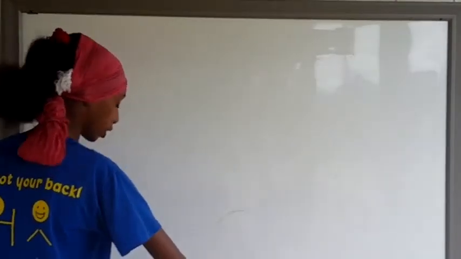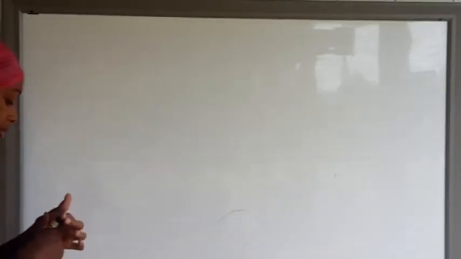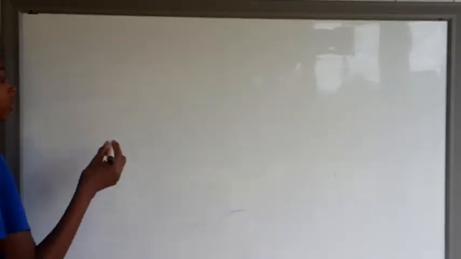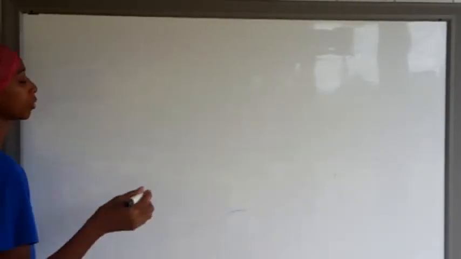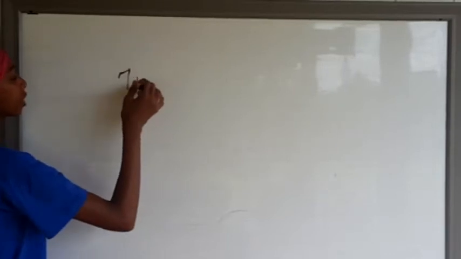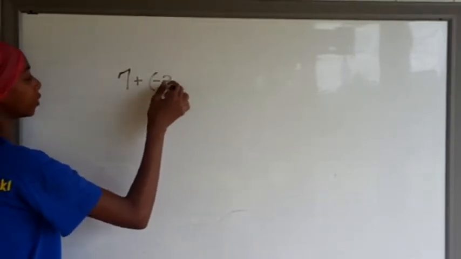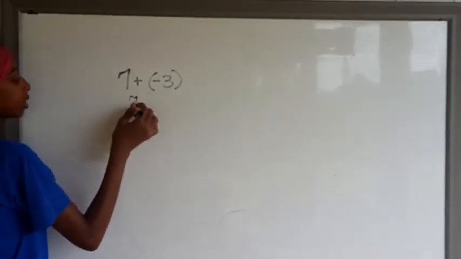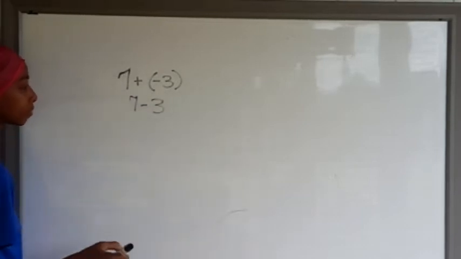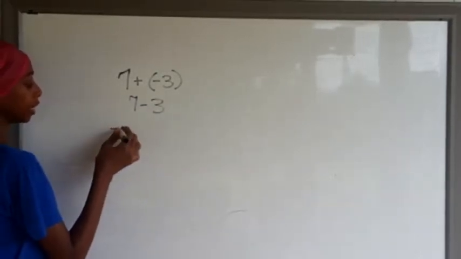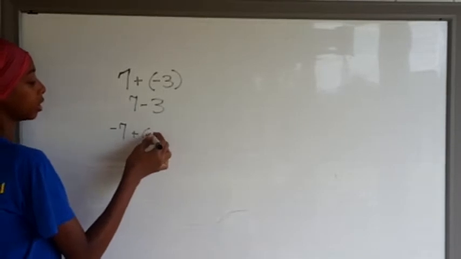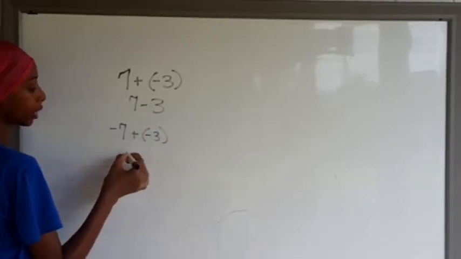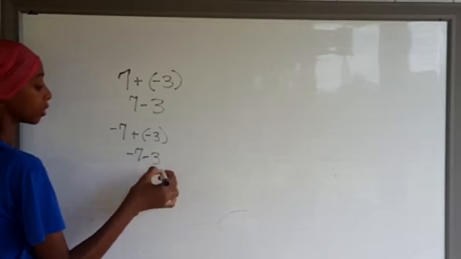Alright, so we're going to do a quick review of one thing that we went over earlier, regarding adding negatives and subtracting negatives. So again, it's just a quick review. If I have 7 plus -3, we can rewrite this as 7 minus 3. If I have -7 plus -3, that can be rewritten as -7 minus 3.